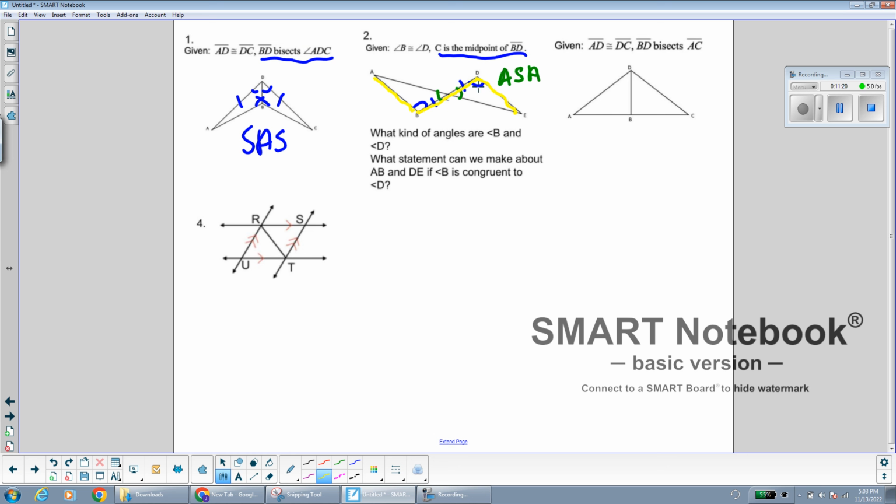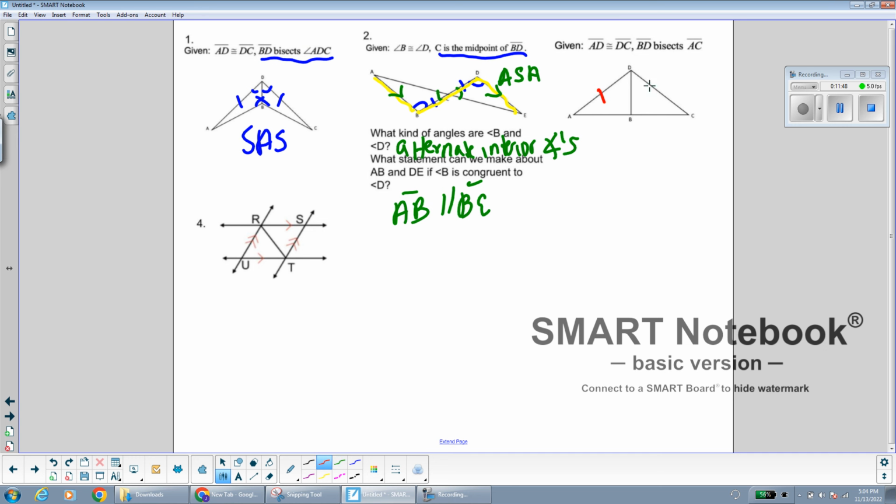In the corners of our Z are our alternate interior angles. And since we do have congruent alternate interior angles, we can say that the lines forming them are parallel to each other. So we could make the statement that AB is parallel to DE because if alternate interior angles are congruent, the lines forming them are parallel.